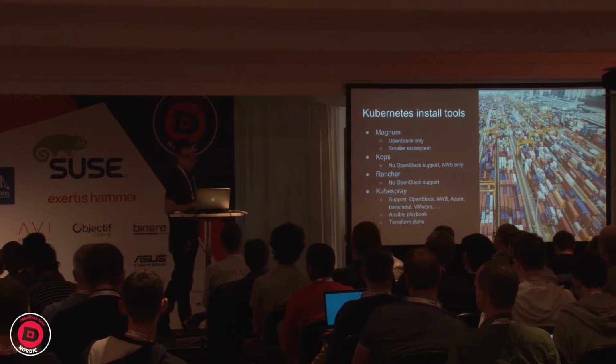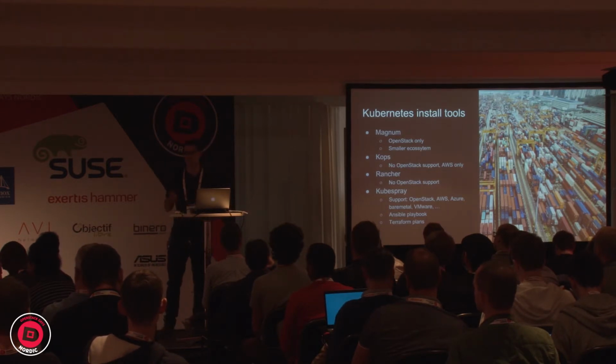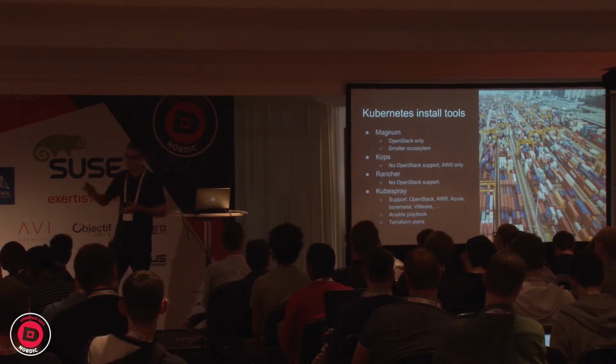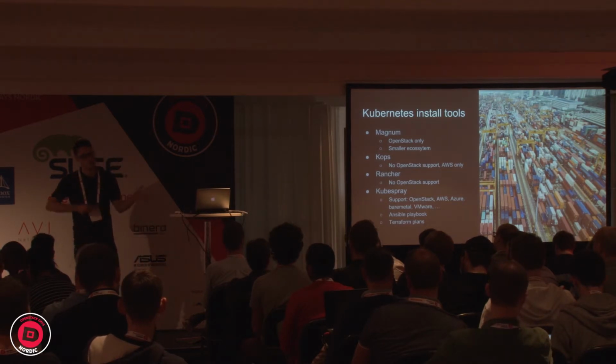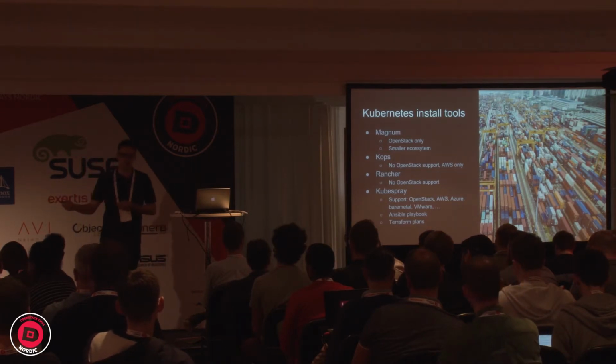In the same idea, you have Rancher. Rancher has support for Google Cloud, Amazon, and Azure, but not really for OpenStack. So you could use Magnum plus Rancher as well.